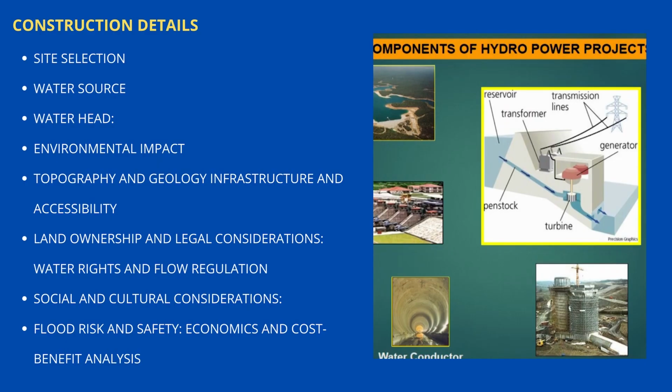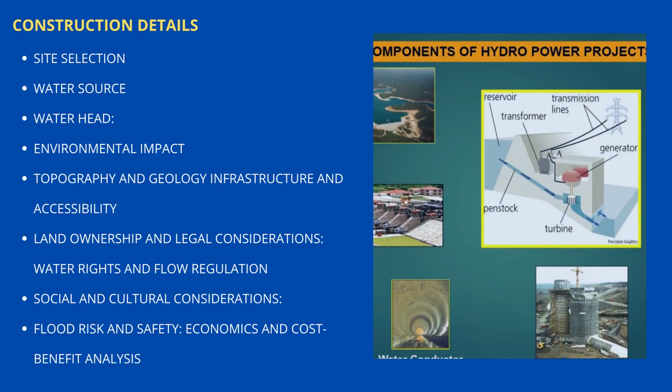Now another factor that needs to be considered is environmental impact, because they assess the potential environmental impact of the project. They also consider the effects on the local ecosystem, fish migration routes and wildlife habitats. It can minimize disruptions to the natural flow of the river and consider measures to mitigate any adverse effects on the environment. Then another factor that needs to be considered is topography and geology.